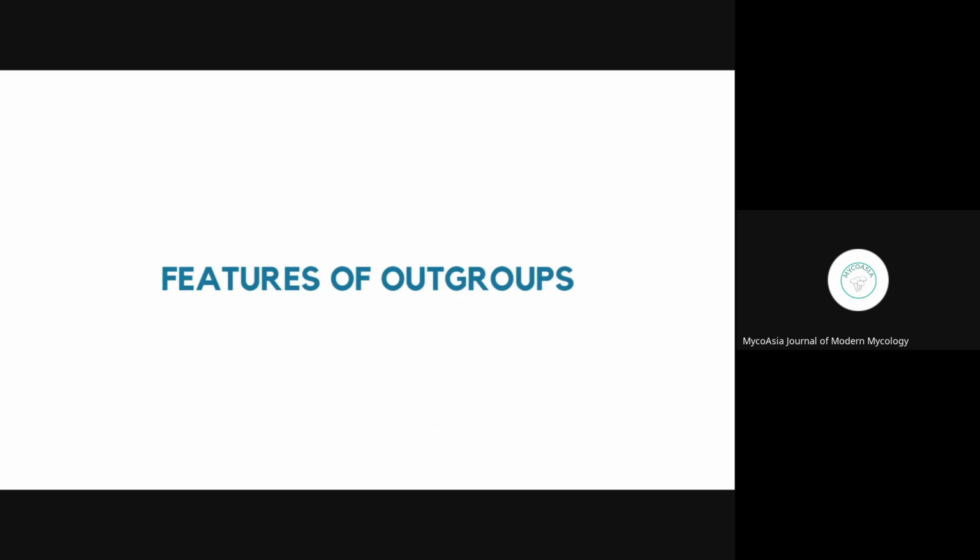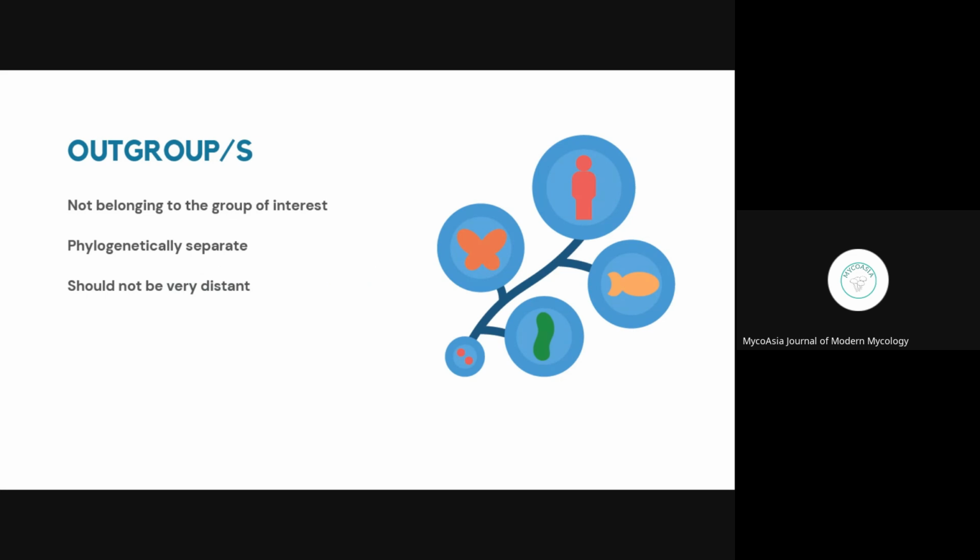You cannot use any sequence. There has to be some scientific reason for that. An outgroup cannot belong to the group of interest. You cannot use one of the sequences from the humans as an outgroup. It should be phylogenetically separate. So the fishes are phylogenetically separate from human beings. But if you are studying only human beings, then it is not a good idea to use bacteria as an outgroup. It should not be very distant either.